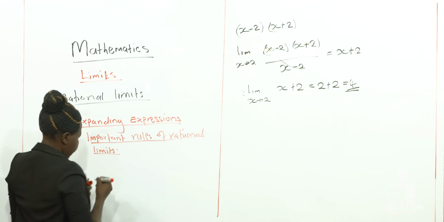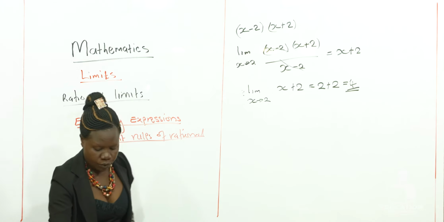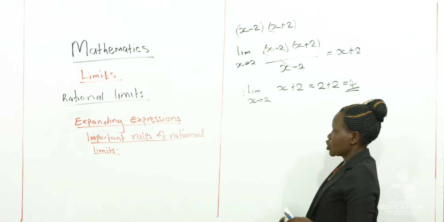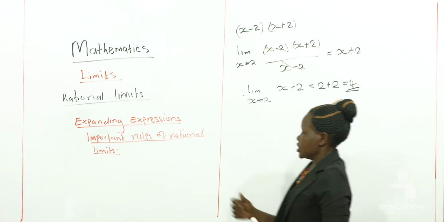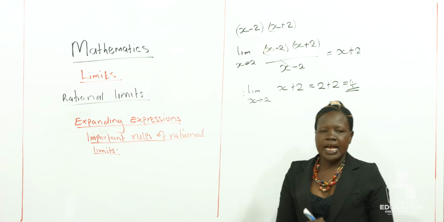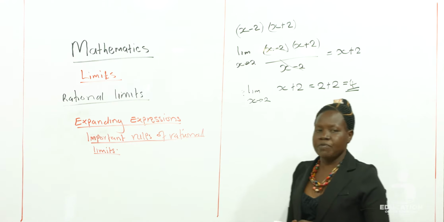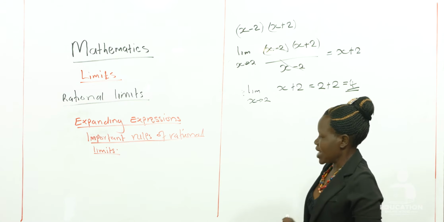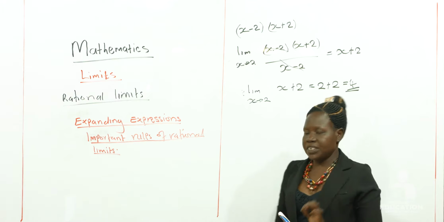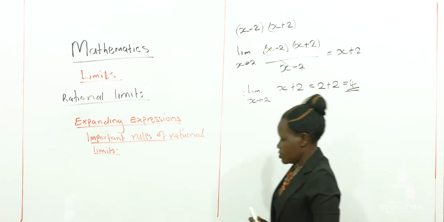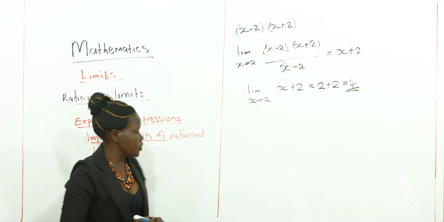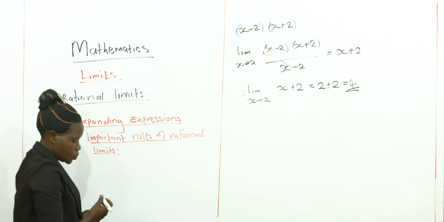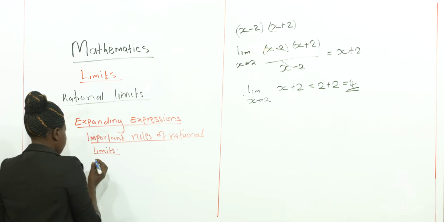So learners, this is what we are going to look at. You will be given an expression in the form of a division, and then they ask you, can you simplify, or can you eliminate the division, or can you find the value if at all there is a division in this relation. So we look at two important rules in this case of rational limits.